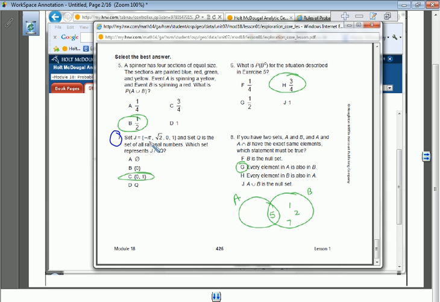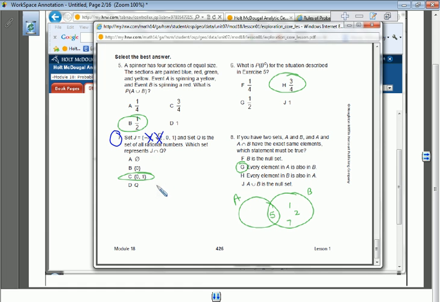Well, is negative pi rational? No. So this one is not in both. Is square root of 2 rational? Nope. This one's also irrational. Is 0 rational? Yes. And is 1 rational? Yes. So those are the 2 things that are in the intersection. Okay? So it means they're in both.